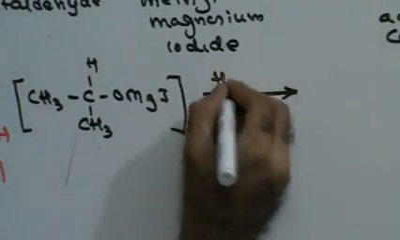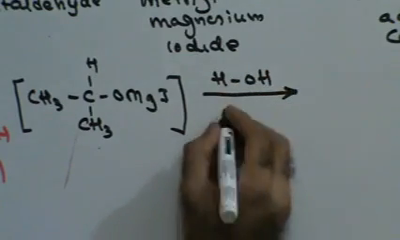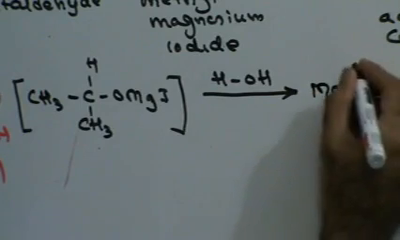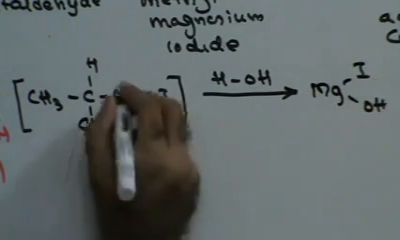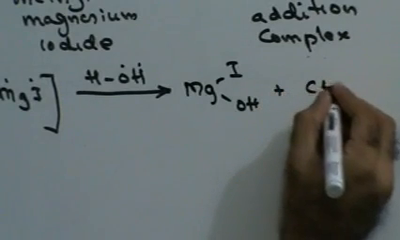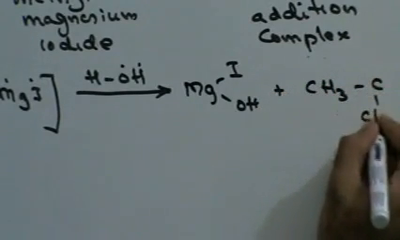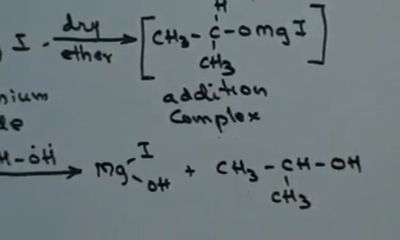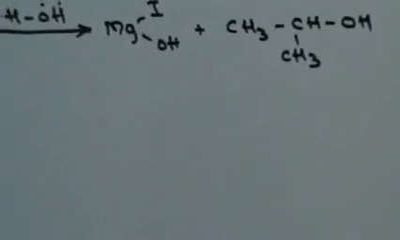The addition complex undergoes hydration, hydrolysis, reacts with water, inorganic separates out, MgI OH out. The hydrogen ion from water reacts with the addition complex. So this is going to be CH3CCH3CHOH, right? So in this case, this is the addition complex.